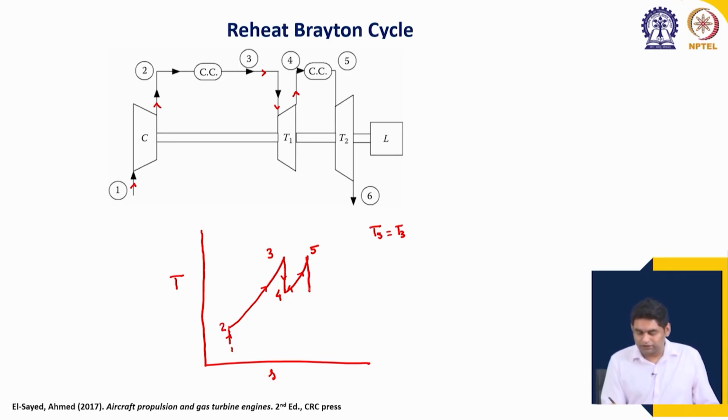And after that there is a second expansion and we go to state 6, okay. That occurs in a second turbine, okay. You can see that this is the first turbine T1 and this is second turbine T2. And the exhaust gases, in real case the exhaust gases will go out at state 6. In our ideal cycle we are closing out the process by a constant pressure heat removal going from 6 to 1. Okay. So, this is a reheat cycle, TS diagram of a reheat cycle.